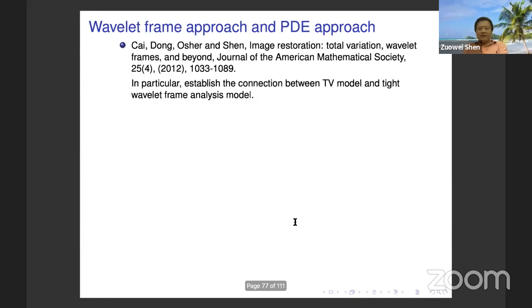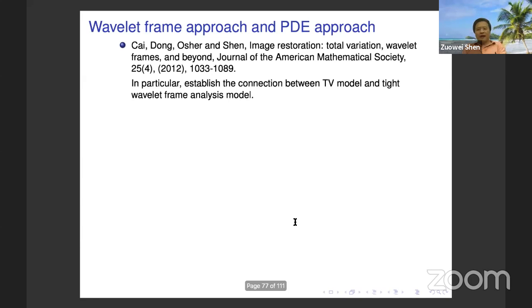While I was very successful in the wavelet approach for image restoration, I was so excited. I gave talks everywhere, and people always questioned me. The first question people normally ask is, how do you compare with the PDE approach? It's easy to make a comparison because you can have a numerical simulation, you can have results, you can show people the image. But the deep question is, mathematically, what's the connection between the wavelet frame approach and the PDE approach?